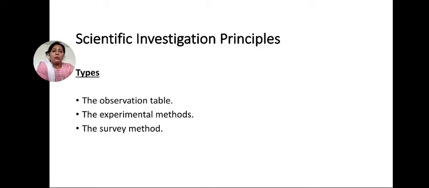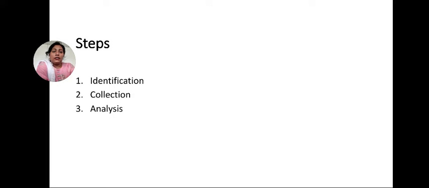These are short words to remember. You will have to make the observation table, then do experiments in different methods, and then a survey. Now, if I explain what identification is, it means you have to identify the problem, whether it already exists or may come in the future. In all cases, you have to identify your topic, your research area, very clearly. This is the first step, called identification. So the first ingredient of the definition is identification.